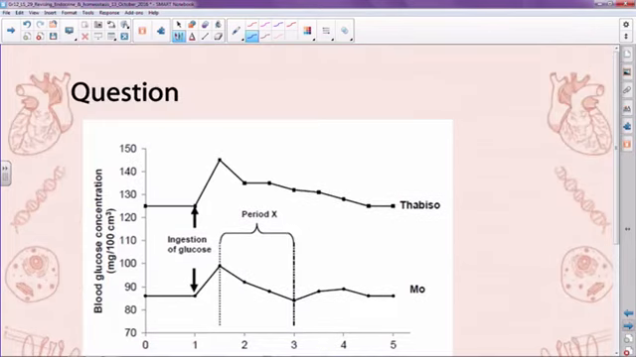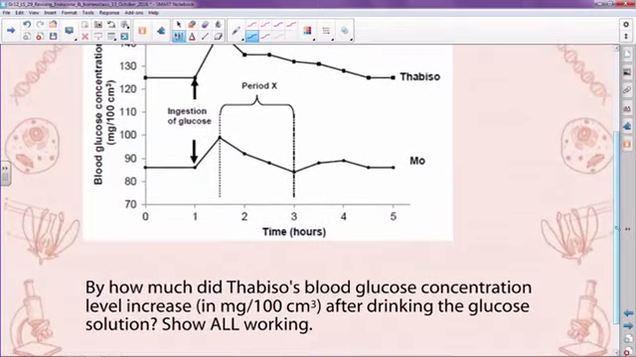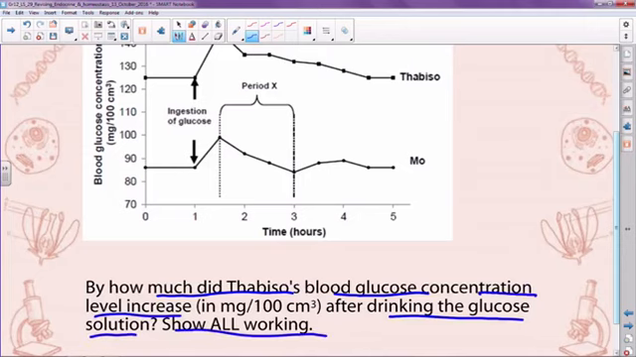Okay, now, next question, same graph, nothing's changed. It says, by how much did Tabiso's blood glucose concentration levels increase in milligrams per 100 centimeters cubed after drinking the glucose solution? Show all your working out. How much did it increase?